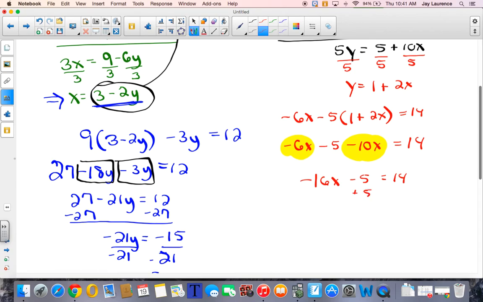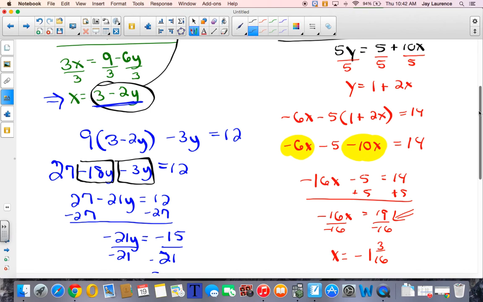I'm going to add 5 to both sides. I get negative 16x equals 19. Divide by negative 16. And x is going to be real ugly. It's going to be a negative 1 3/16. Now when I go to do my calculations, I'll probably use this number, the negative 19/16. But when I report my answer, I'll use the mixed number because it would make more sense on a graph to me. All right, now again, I've got to decide which equation to substitute it into.